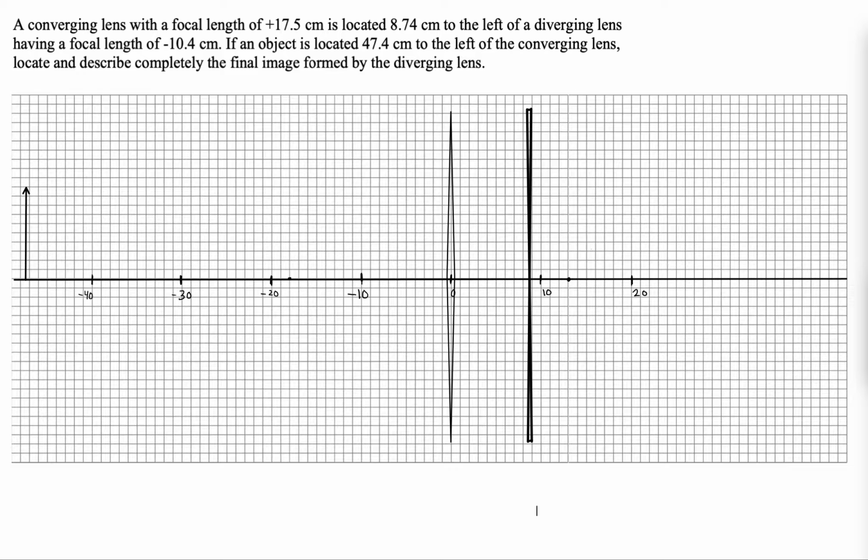Alright, this problem says a converging lens with a focal length of 17.5 centimeters is located 8.74 centimeters to the left of a diverging lens, and that diverging lens has a focal length of negative 10.4 centimeters. Now let's say we have an object 47.4 centimeters to the left of the converging lens. Can we find the final image that's formed by this lens combination?